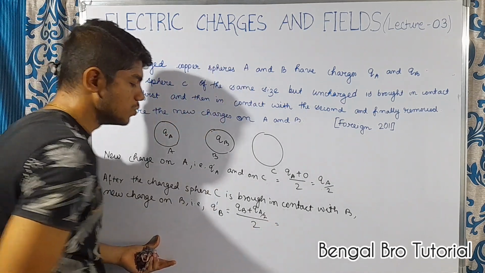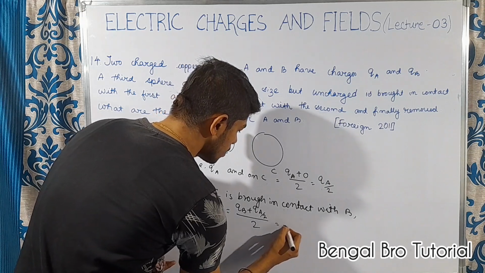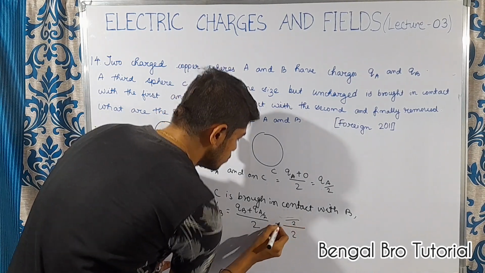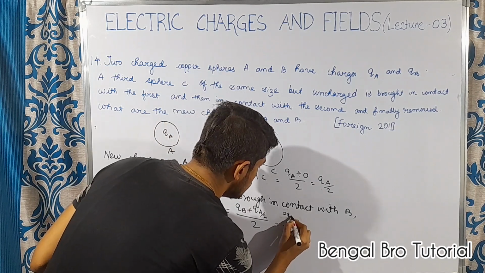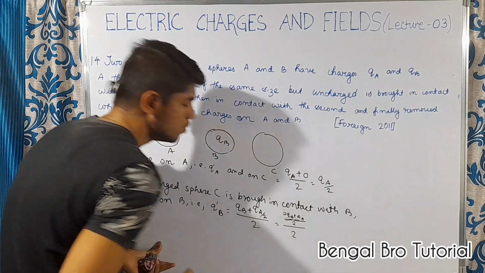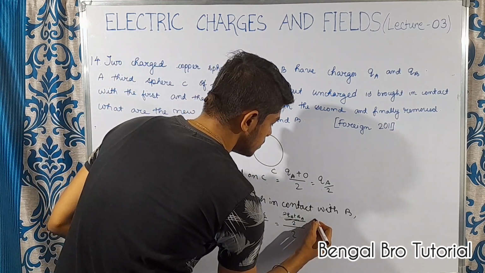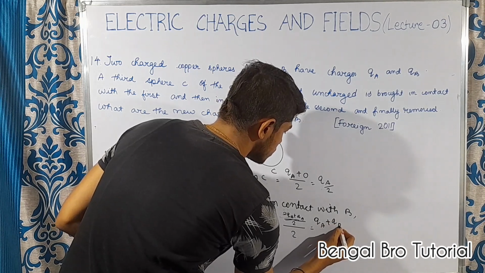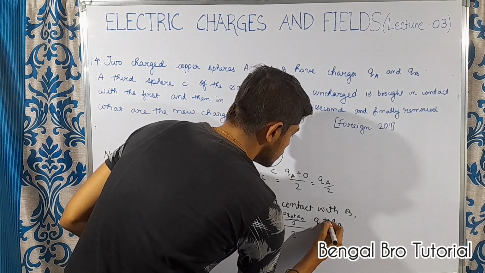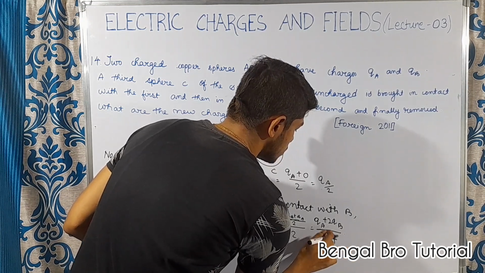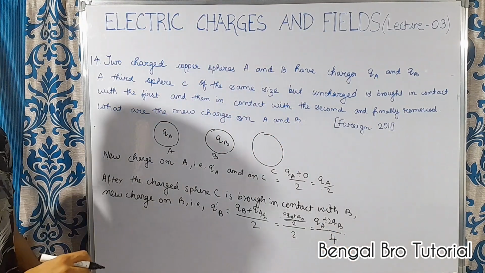So it will be equal to, if you take LCM, 2QB plus QA by 2. So the answer will be QA plus 2QB by 4. This will be the final answer.